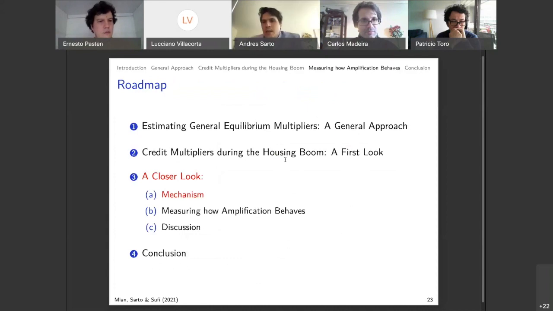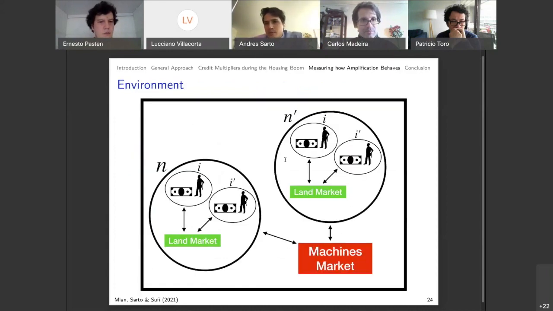So let me put now a little bit more structure into these exercises, and I'm going to describe a little bit the model that we're going to use. Again, we're going to interpret this softly as a class of models, but let me walk you through the main details. This is an economy that's composed of different islands.